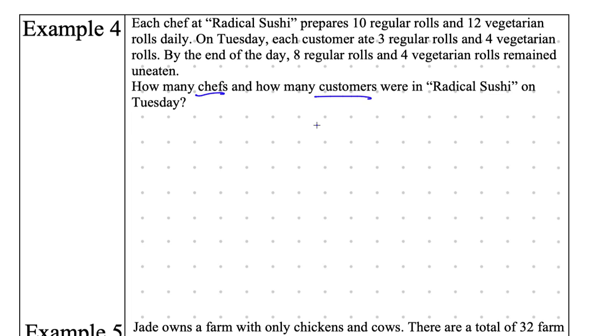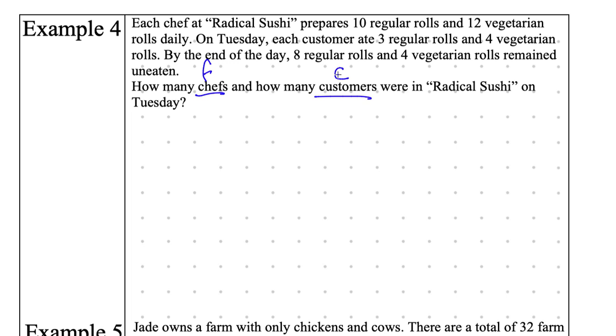We can't use the letter C twice, because that's not going to distinguish between them. So someone shout out some variables that we can use. Okay, so we could use F and C. F for chefs, C for customers. It doesn't really matter either way. Well, yeah, F and C. Sounds good. So let's define our variables. Write it down in your notes.